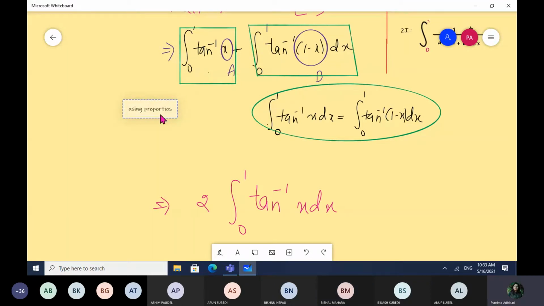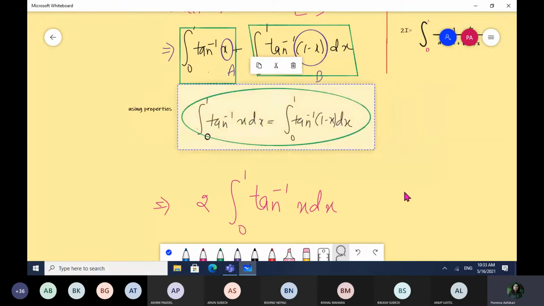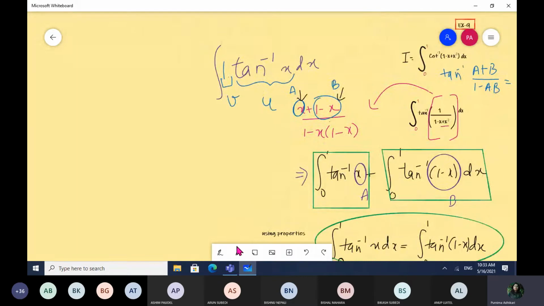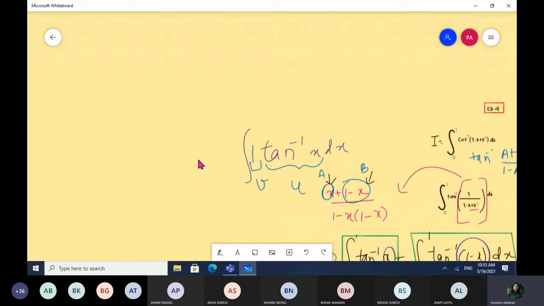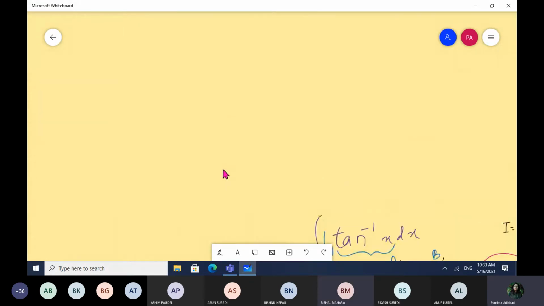Let's recall your by parts rule, because you are going to use it in this expression. We have already discussed that you will assume tan inverse of x as your first function, u, and 1 as v. Let me guide you on one thing, because while doing this you may make one mistake.